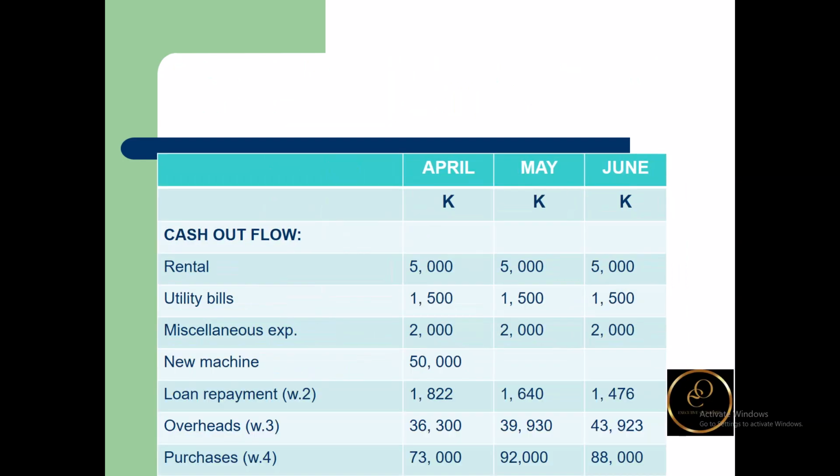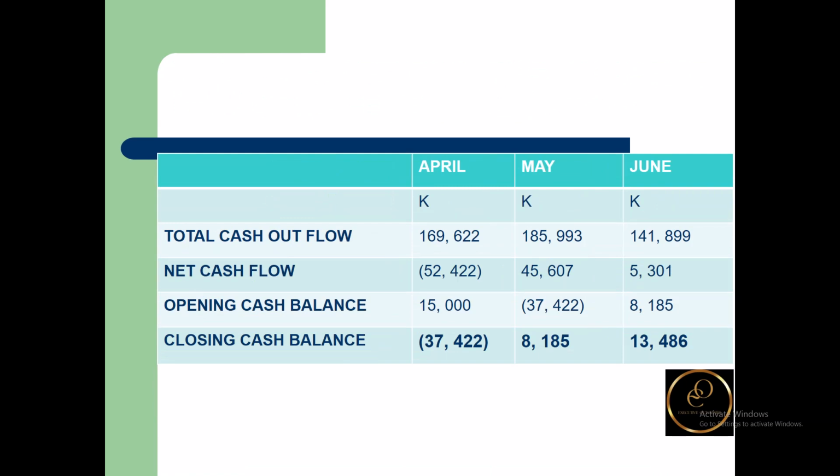So we come to this one, which is my focal point. So we have April 15,000. That is the opening cash balance. Then it's a positive figure, a balance in the bank, and then we add it to the net cash flow. It just goes to reduce our negativity from 52,000 cancelled by 15,000 positive. We remain with a deficit of 37,422.